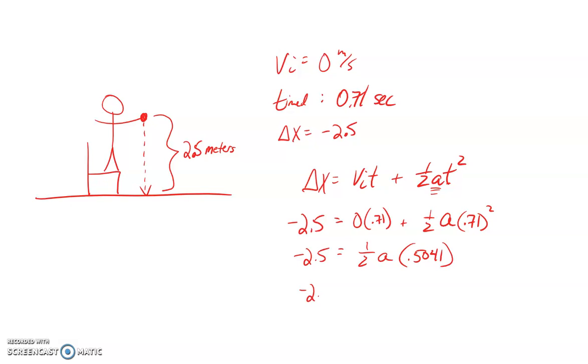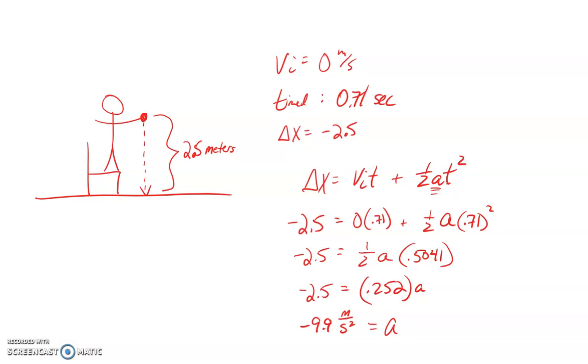Move on to the next line of work. Do the 1/2 times the 0.5041. You get 0.252 times a. Divide negative 2.5 divided by 0.252, and you get negative 9.9. And our units for acceleration are meters per second squared.